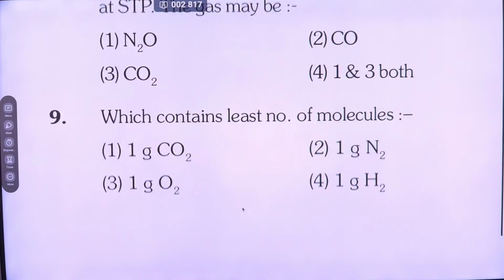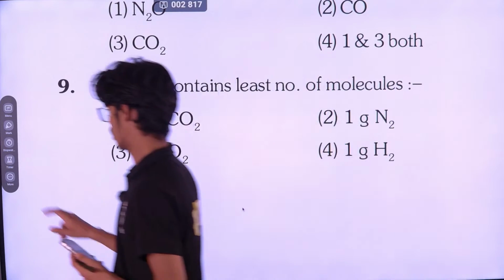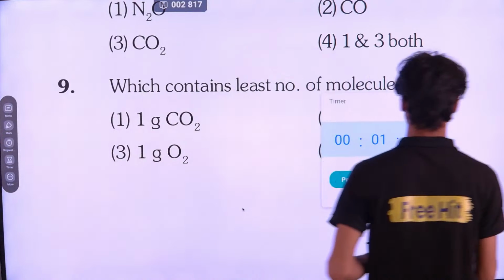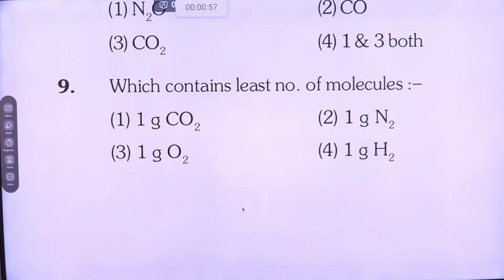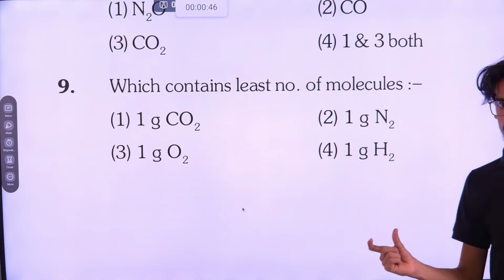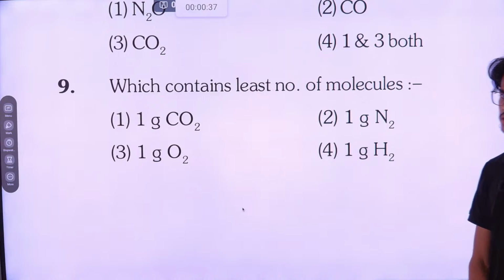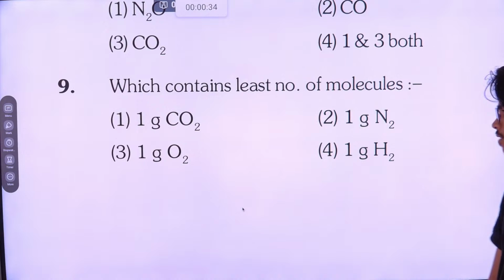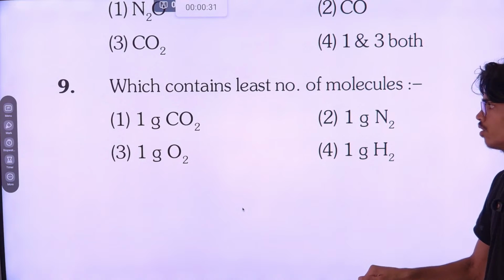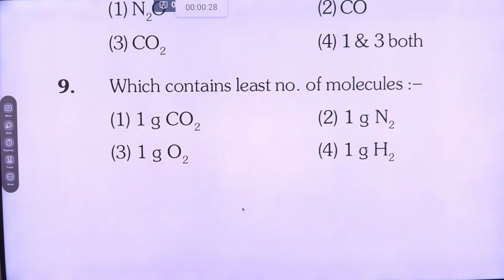Again, 9th problem, guys. So timer, let's start. Which contains the least number of molecules? Tell me quickly. This is a very easy question. Question number 9, least number of molecules, 1 gram each. Okay, so given mass upon molar mass will be the ratio. Given mass is constant for everything, 1 gram, 1 gram, 1 gram, and molar mass is different. So the more the molar mass, the lesser the number of moles, the lesser the number of molecules. So the one with the highest molar mass is the right option.